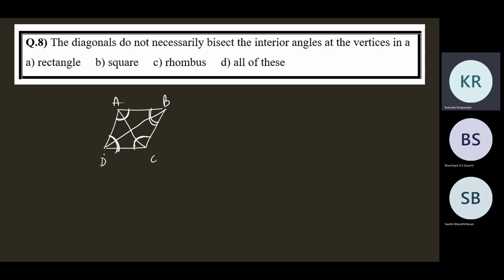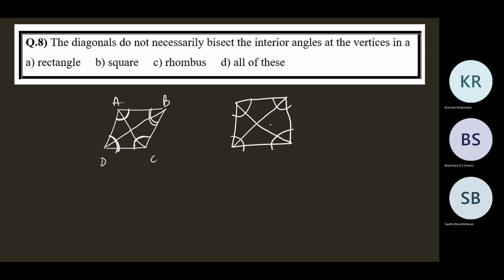In a rhombus and in a square, where all the sides are equal, the diagonals bisect the interior angles. The diagonals do not necessarily bisect the interior angles at the vertices in a rectangle. It does not bisect in a rectangle. In a square also, all the sides are equal, no? So this diagonal bisects this angle and this angle, and this diagonal bisects this angle and this angle. In a rhombus and in a square, the diagonals bisect the interior angles at the vertices.